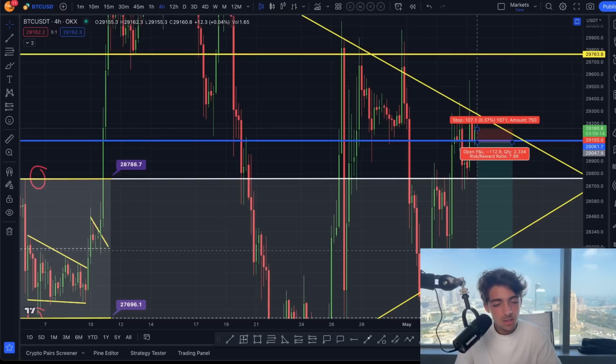Now, I'll be looking to enter this trade personally if we fall below the support of this triangle right here. But if you want to, you can go ahead, and you can also set that up on Bitflex as well. So this is what I'm looking at right now for Bitcoin at the moment.